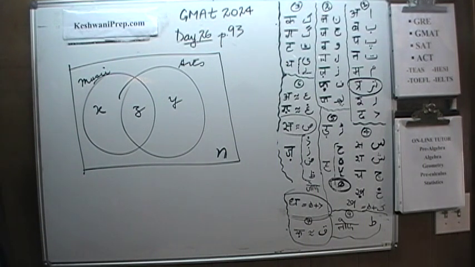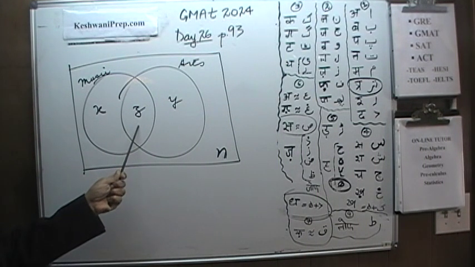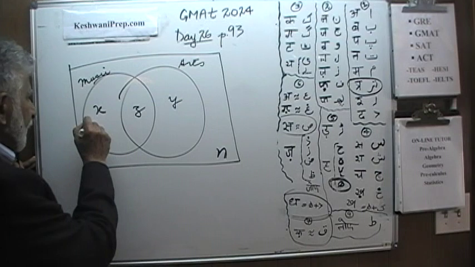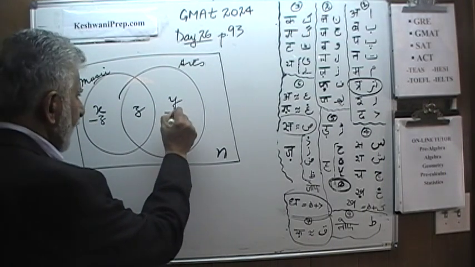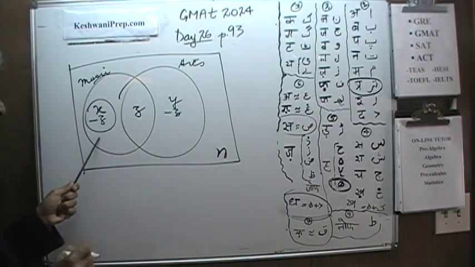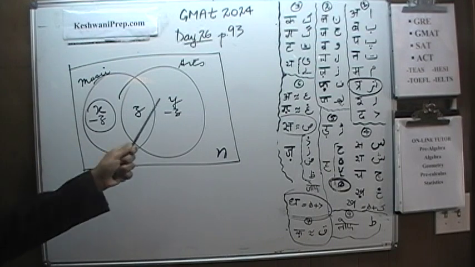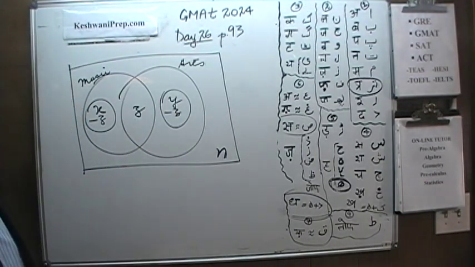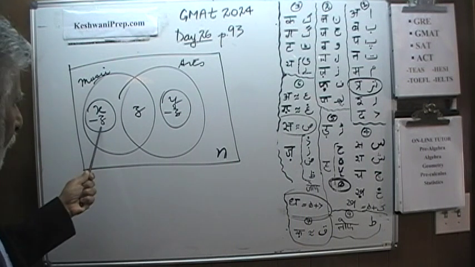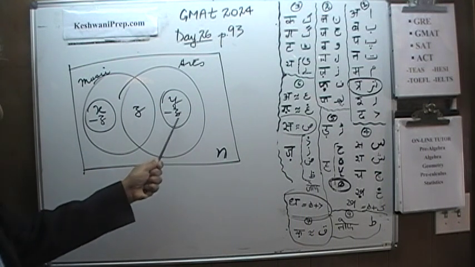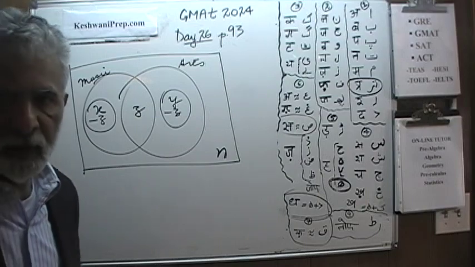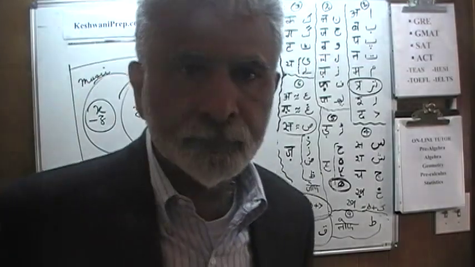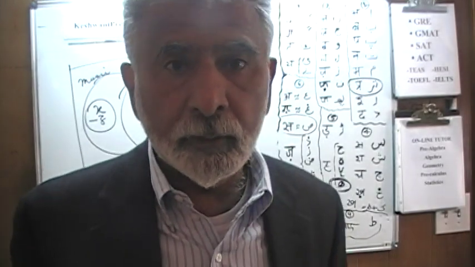That won't do. In order to prevent double counting, we need to subtract Z from this side and Z from this side. In other words, X minus Z are taking music only, Y minus Z are taking arts only, and Z number of students are taking both. Now this quantity, and this quantity has to add up to 5,000, because that's how many we have. Once we have the equation, we solve for N.